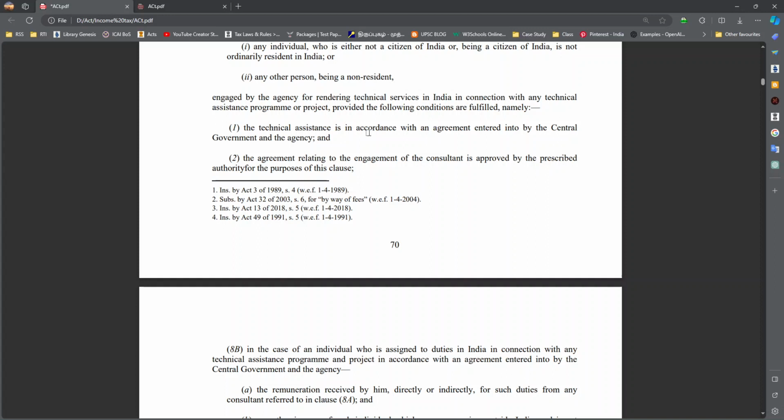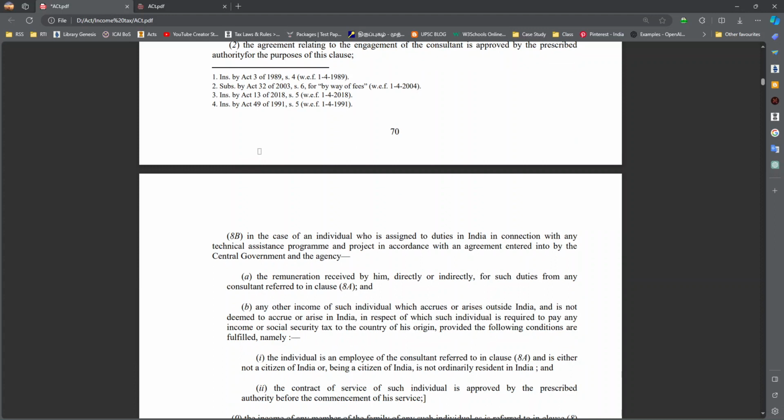The agreement relating to the consultant is approved by the prescribed authority for the purpose of the clause. So such a consultant is to be approved, not just the technical assistance; it should be approved first. The agency and the central government agree, okay, we are going to provide, and who we are going to appoint as consultant should be engaged in the agreement, and that is also to be approved. So there are two things to be approved before. If you don't have these two agreements, such income which accrues or arises out of this consultant income is taxable.